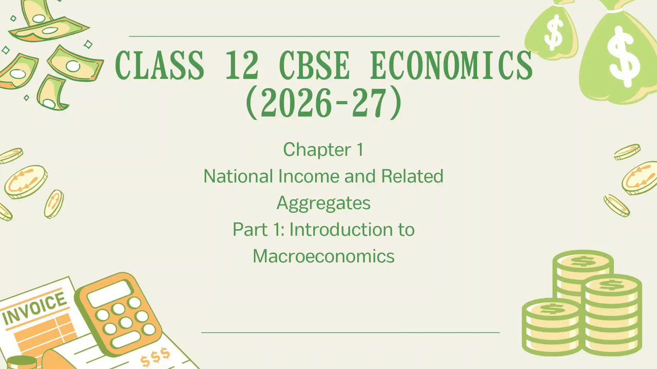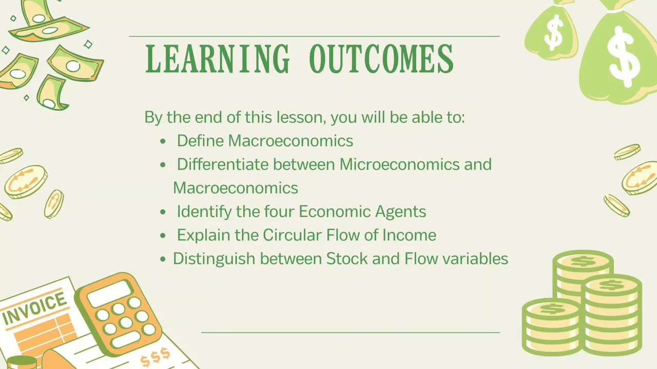Today we are beginning one of the most important chapters in macroeconomics, national income and related aggregates. Before we learn how national income is calculated, we first need to understand some basic concepts that form the foundation of the chapter. In this video we will cover what is macroeconomics, who are the agents of economics, what is the circular flow of income, what is the difference between stock and flow. These concepts are asked directly in the board examination and are also essential for understanding the rest of the syllabus. So let's begin.